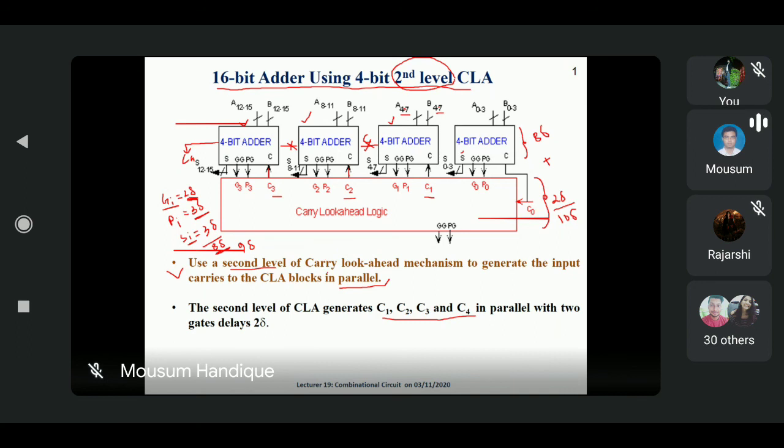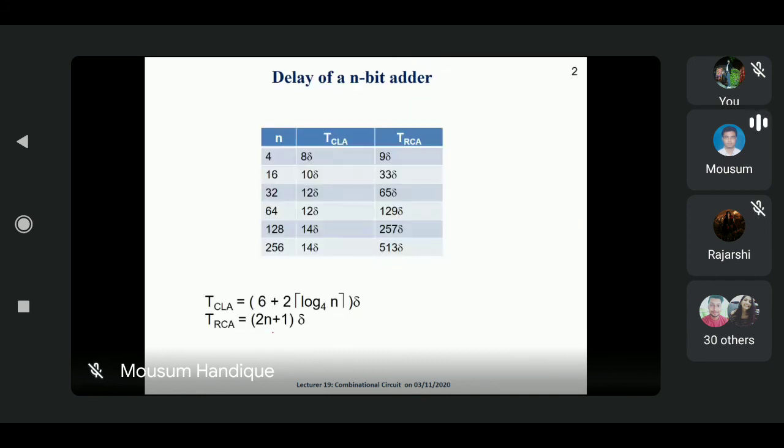Okay, C1, C2, because C0 is the initial carry. So C1, C2, C3 and C4 are computed in parallel with 2 delta. 2 delta means we are only using 2-level gates, so the time delay is 2 delta.